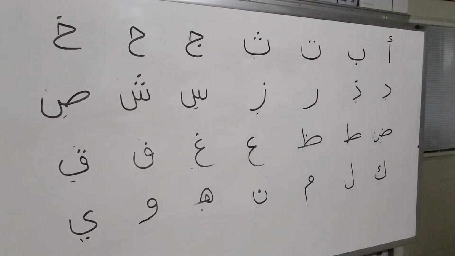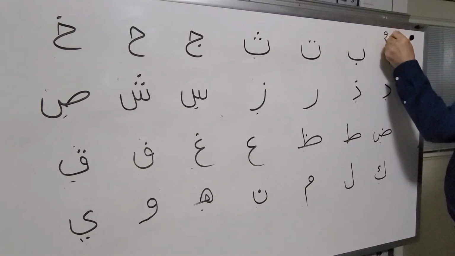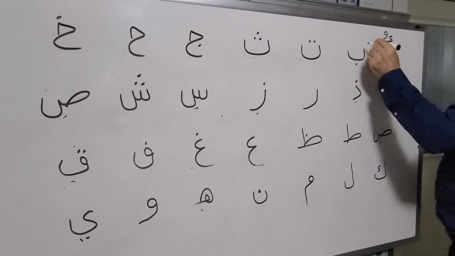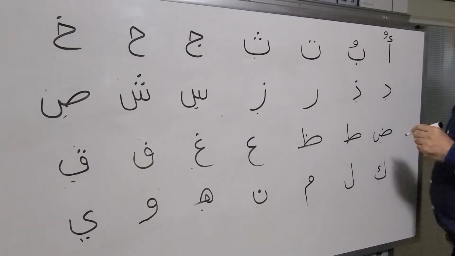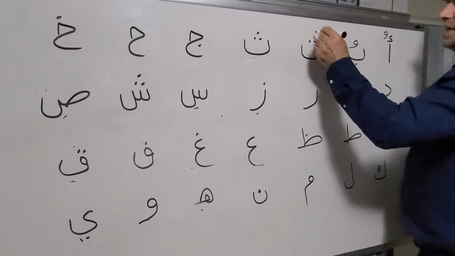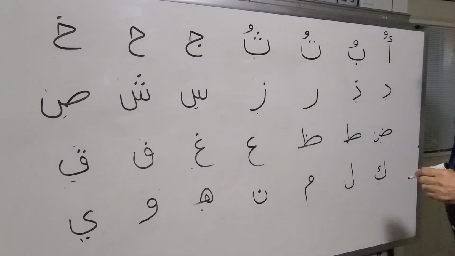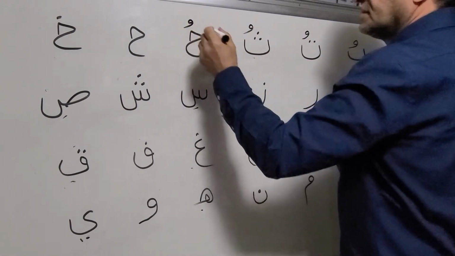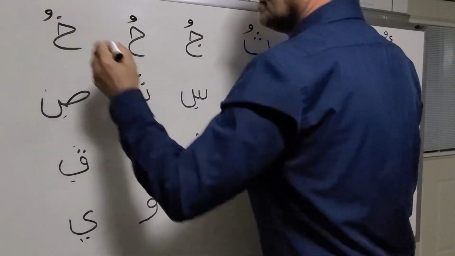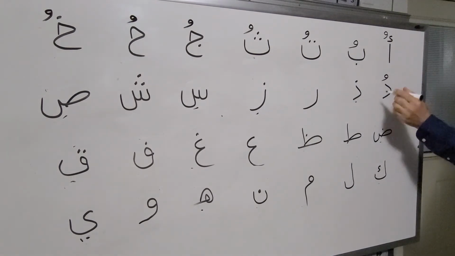Okay, so we put dhamma, this is called dhamma, o, short o. Alif will be o. Ba will be bu. It's not a long one, it's bu. Tu, thu, ju, hu, khu, du, zu.